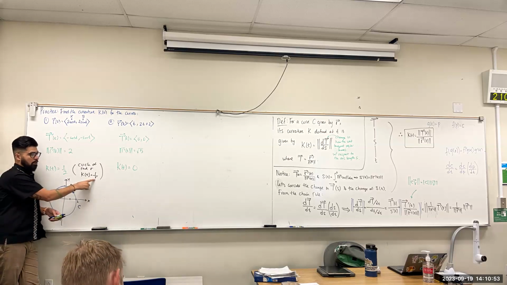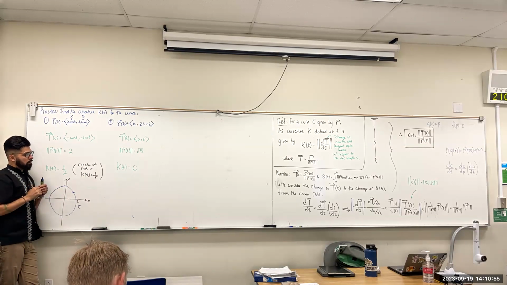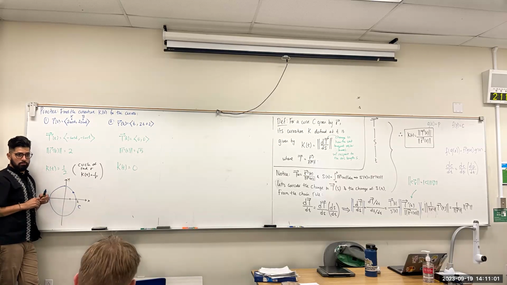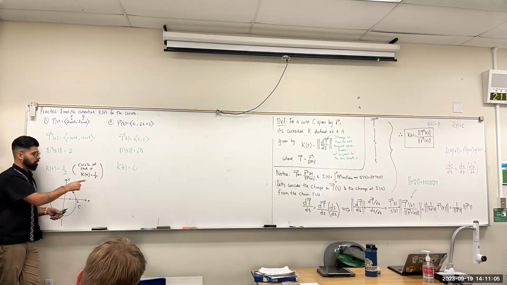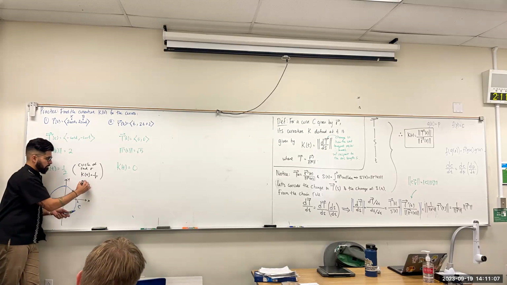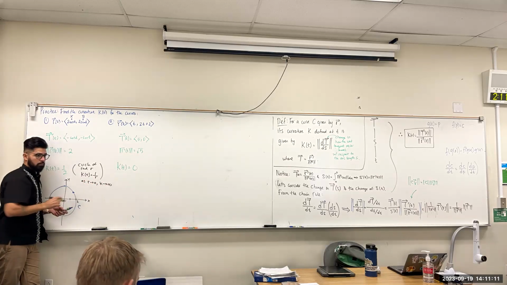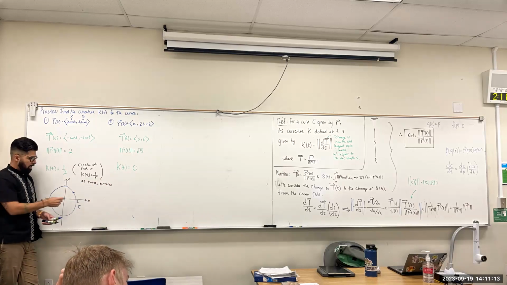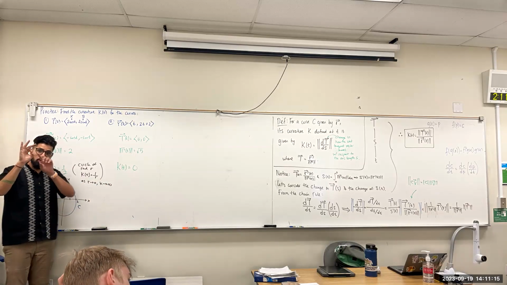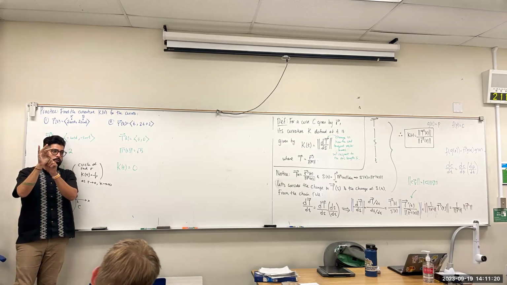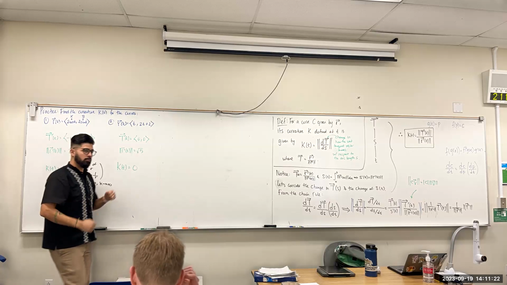What happens as r goes towards 0? What is the curvature approaching? It's approaching infinity, right? As r goes to 0, the curvature is going to infinity. And what does that mean? It means a smaller circle has more twist the smaller it gets. It's more curvy. Okay?